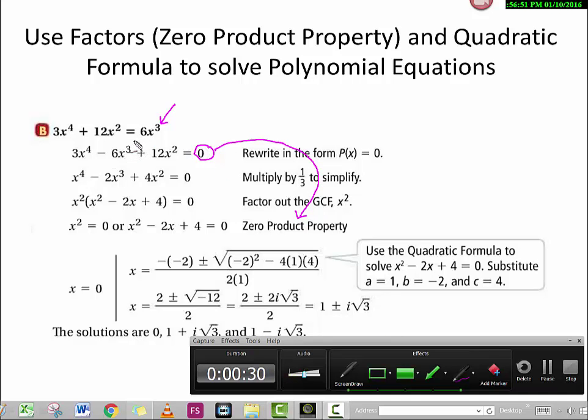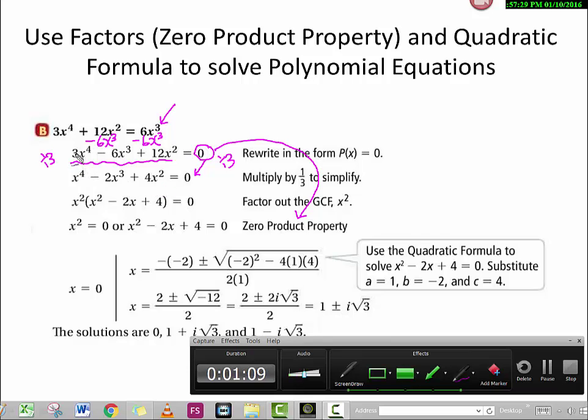So what we need to do is subtract 6x cubed on the right side and do the same thing on the left hand side. Now we have this. Because the numbers are so big, like 3, 6, 12, we can simplify it by multiplying by 1/3, or you can divide the whole thing by 3. So 0 divided by 3 is 0, and we simplify the whole thing into x to the 4th power minus 2x cubed plus 4x squared.